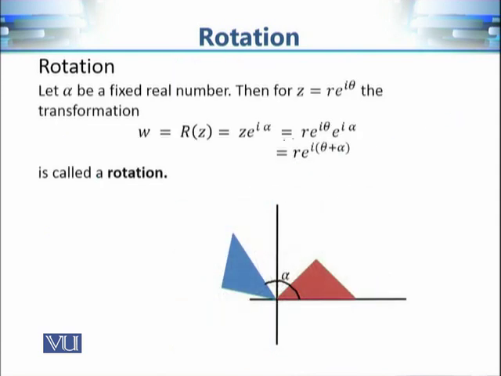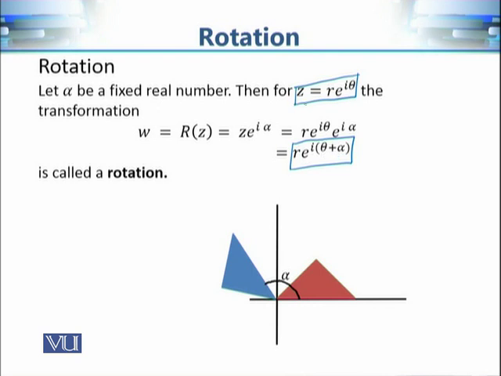Now why is this the rotation? We can observe that when we apply R on this complex number Z, the output is R e raised to power iota (theta plus alpha). The input is Z equal to R e raised to power iota theta. So what is the difference between input and output? The modulus of Z is not changed. What is changed is the argument. The argument is increased by this angle alpha.